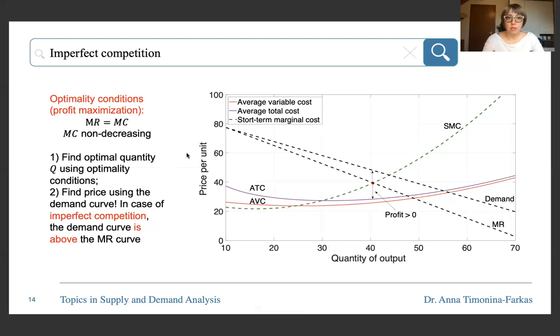Now we consider the same concept in terms of imperfect competition. In imperfect competition, the marginal revenue curve is decreasing and the demand curve is decreasing.